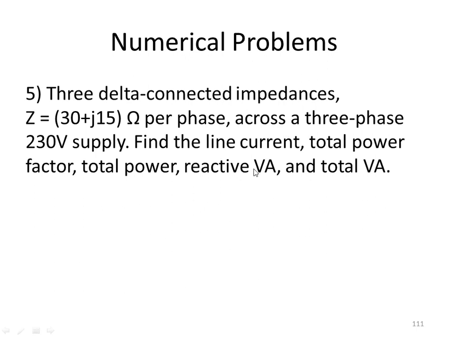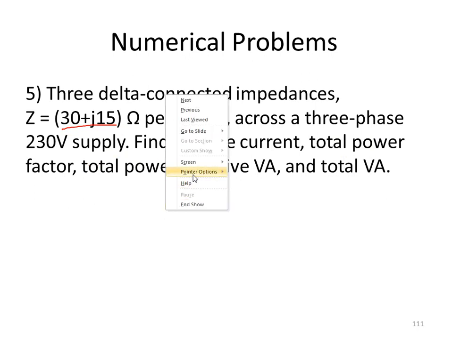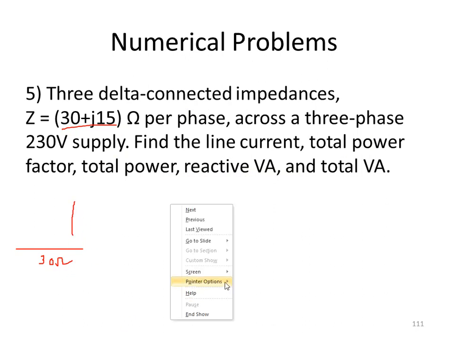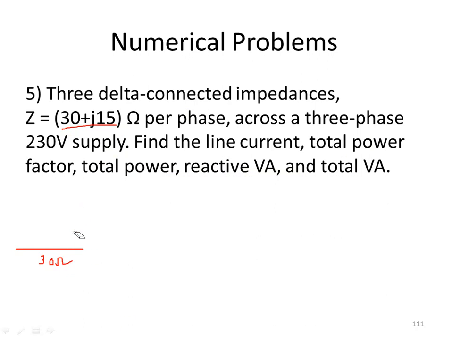So, first of all, since impedance is given directly in rectangular form, 30 plus j15 ohm, you can directly draw the impedance triangle. That means 30 ohm is on the X axis and 15 ohm is exactly perpendicular to 30 ohm. Then the angle is plus 90 degree. Plus j means plus 90 degree. So, this is R phase and this is XL phase.